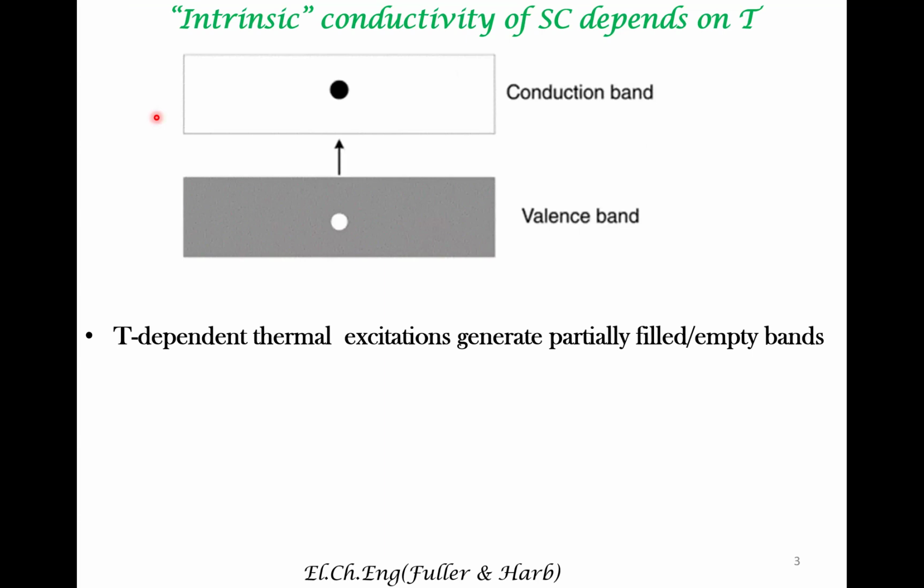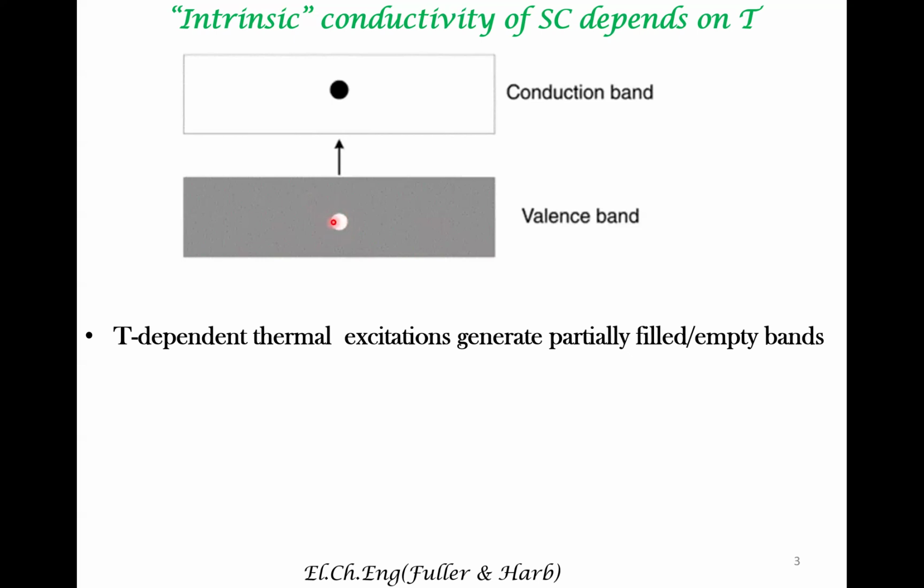It is possible to excite an electron from a valence band to a conduction band. Any excitation is going to be temperature dependent. If a material is present at a non-zero temperature, depending upon the temperature, excitation is possible. The greater the temperature of the material, the greater the excitation of an electron from the valence band to a conduction band.